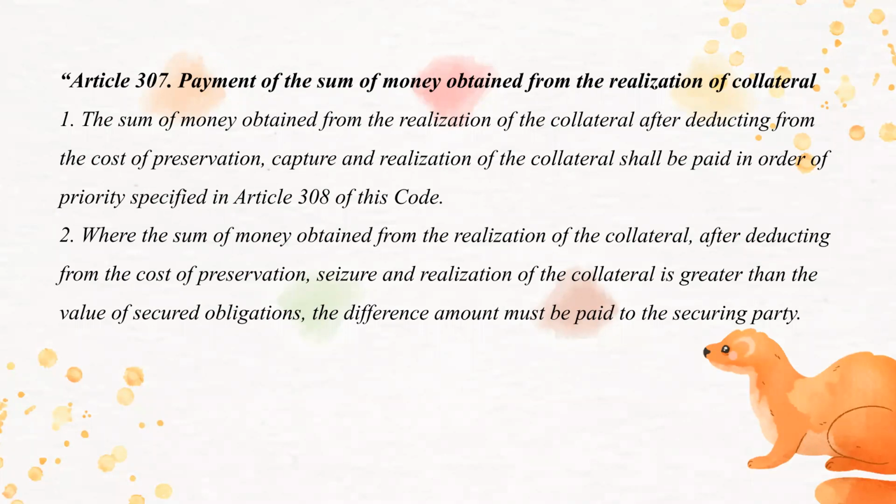Article 307, payment of sum of money obtained from the realization of collateral. The sum of money obtained from realization of collateral, after deducting the cost of reservation, seizure, and realization of collateral, shall be paid in order of priority specified in Article 308 of this Code. Where the sum of money obtained from the realization of the collateral after deducting the cost of reservation, seizure, and realization of a collateral is greater than the value of secured obligation, the difference amount must be paid to the securing party.